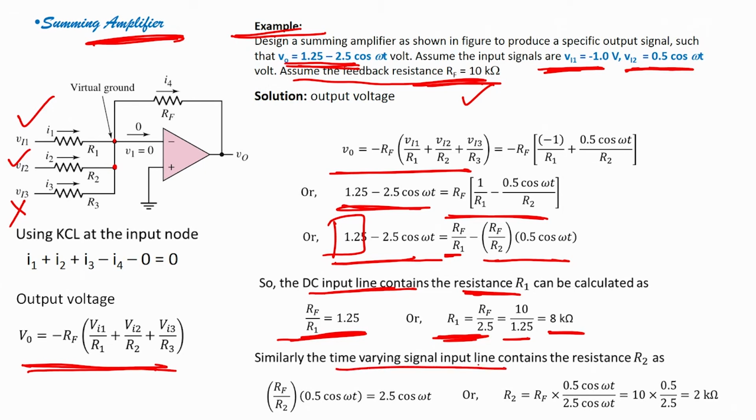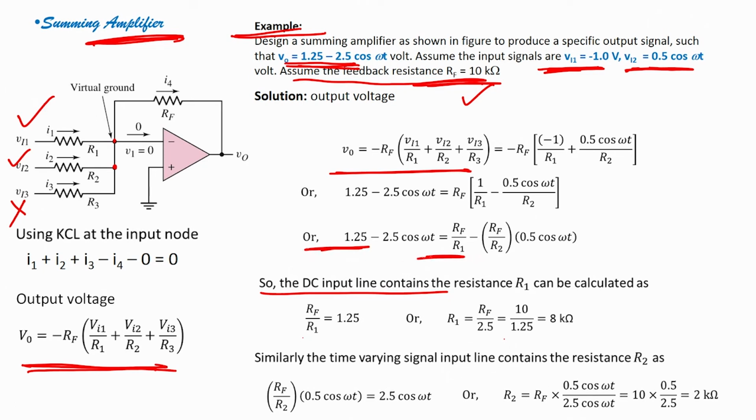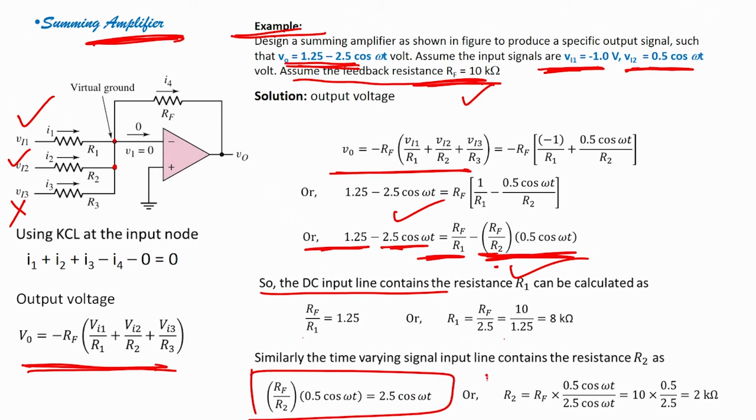Similarly, the time varying signal input line contains R2, right. The point you have to understand is that when you are considering the DC input line, it contains this value, but the time varying signal, which is this one, will have 2.5 cos omega t. So, I can write RF by R2 into 0.5 cos omega t is this particular equation, or R2 is this value, or further if I solve it, R2 would be 2 kilo ohms.